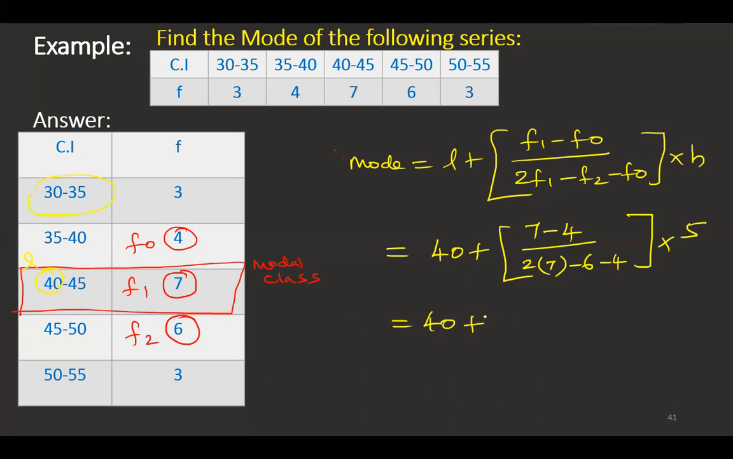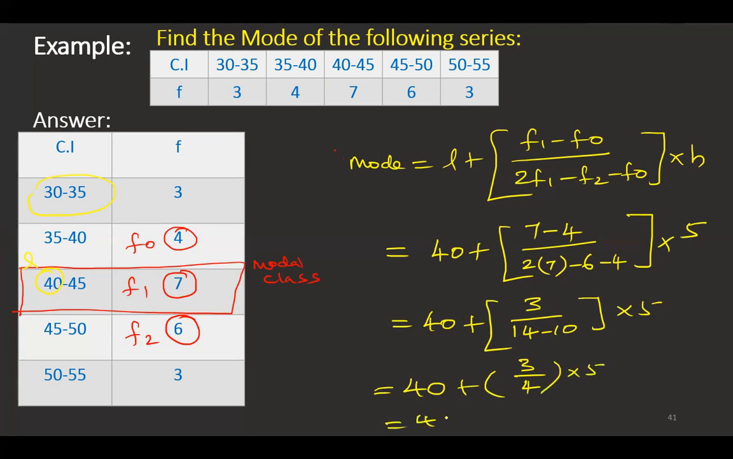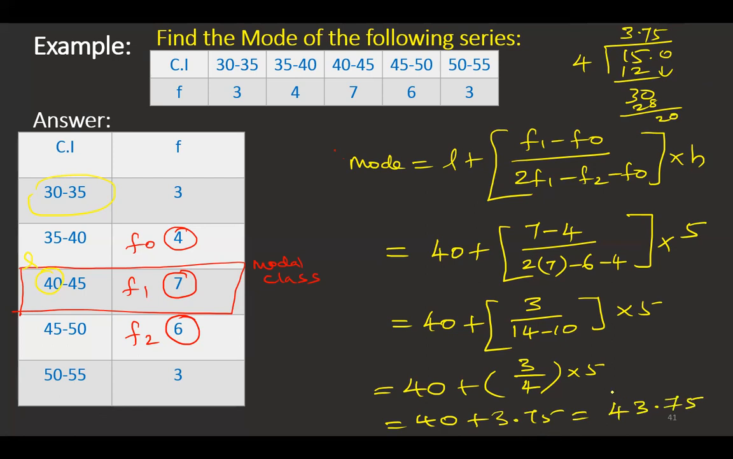Then it is 40 plus, 7 minus 4 is 3, divided by 14 minus 10, into 5. So this is what I'm going to calculate. 40 plus 3 by 4 into 5, so 15 by 4. I'm going to calculate 15 by 4, which comes to 3.75. So it comes to around 43.75, which is my mode. That is how I calculate the mode using a formula for a continuous series.